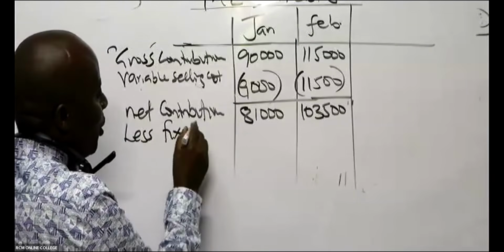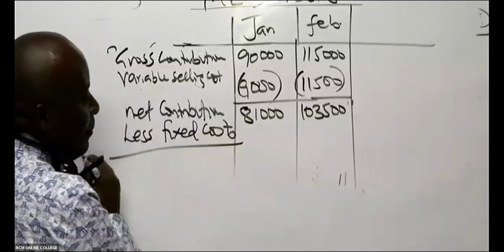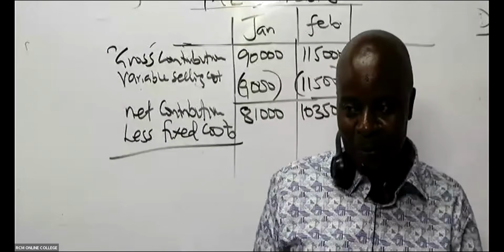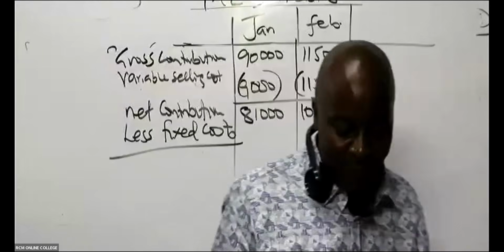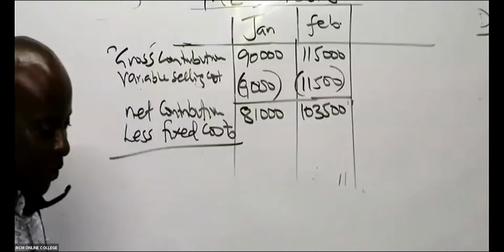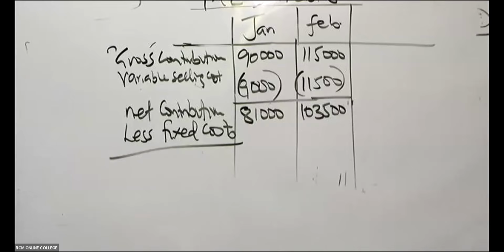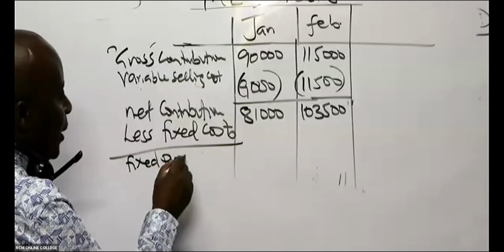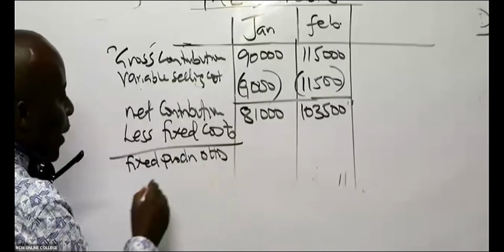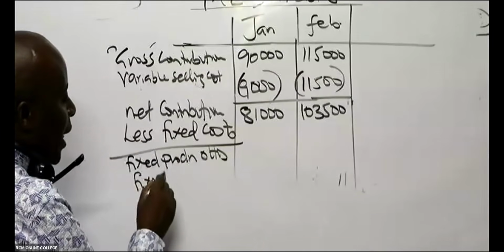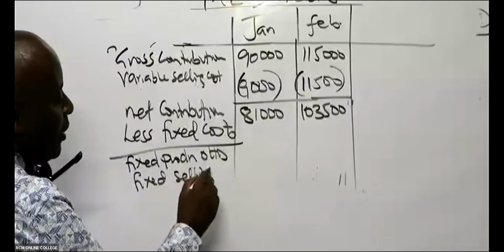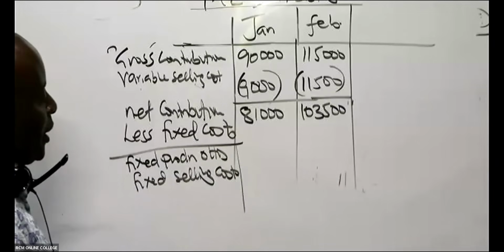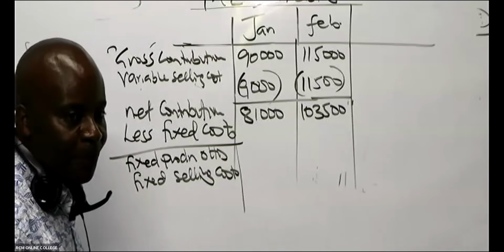And they are normally two, most of the times. Because all along, we haven't captured fixed costs. So we have two in this case. We have fixed production overheads, and then we have fixed selling costs. Those two.